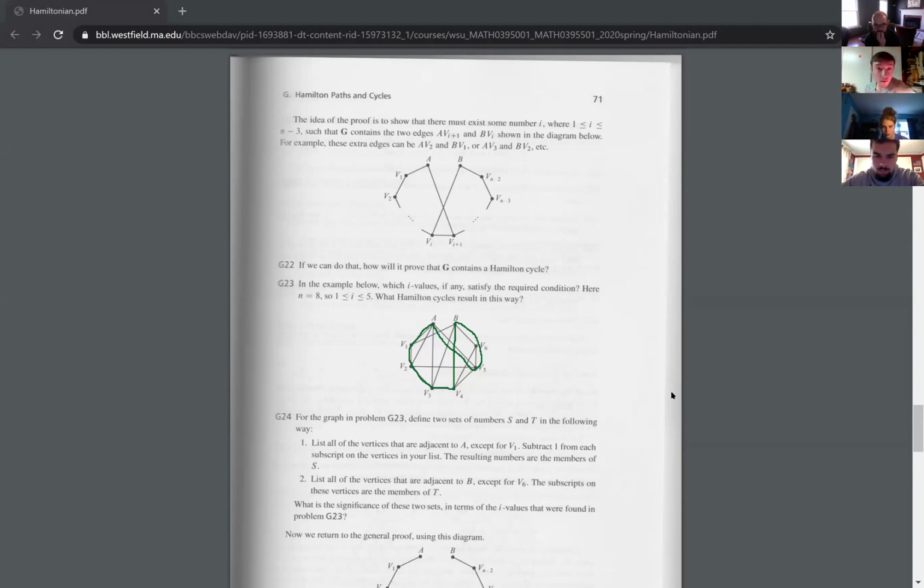Okay, so now we're just listing all the vertices adjacent to A except for V1, and subtracting 1 from the subscript of each vertex in your list. We have V2, subtracting 1. V3, subtracting 1. And V5, subtracting 1. And that's it. So that would be new V1, new V2, and new V4.